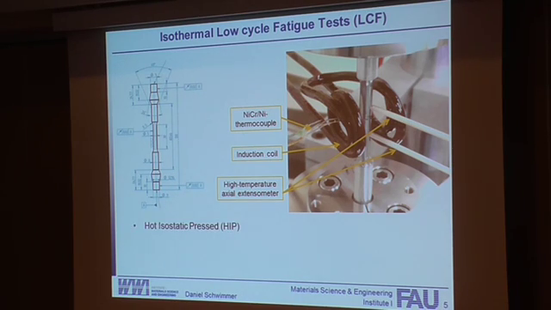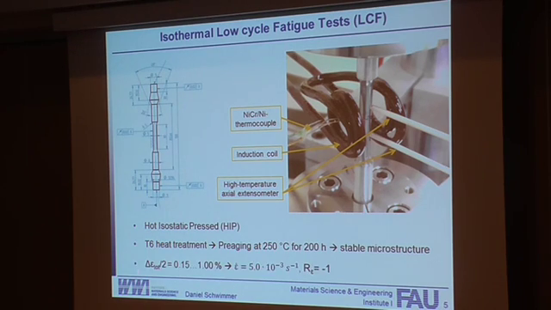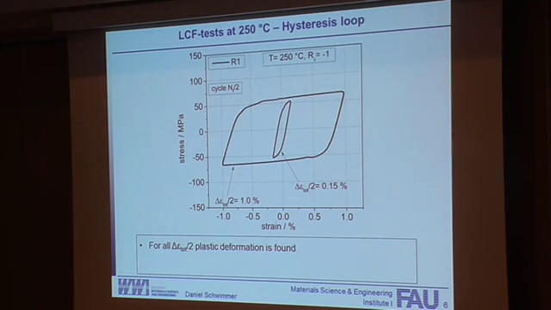The samples were, before that, hot isostatically pressed, so we can compare our materials, then we did our T6C treatment. We did a pre-aging at 250 degrees for 200 hours to get a stable microstructure. That means that our alloys are very overaged. We did strain controlled fatigue tests in the range of 0.15% to 1% total strain at a fixed strain rate and an R ratio of -1. So let's have a look at the hysteresis loop at N_f half.